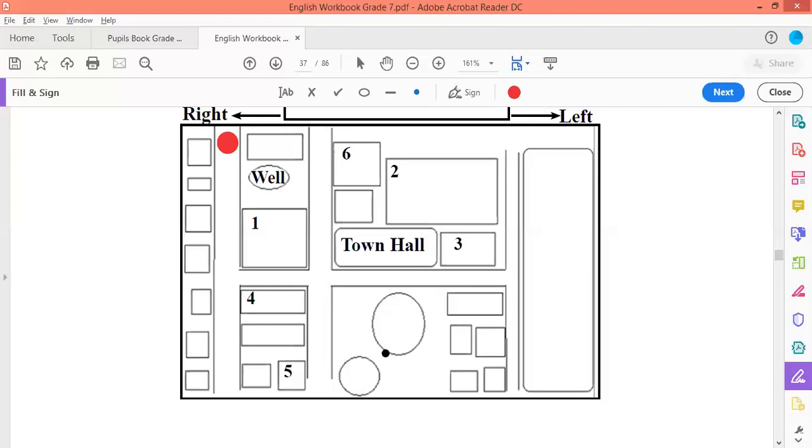Okay, now I have mentioned 1, 2, 3, 4, 5, 6. All the places I have mentioned. Now, Pute, according to what you understood, what is number one? When you pass the well, what did I say? You meet a.